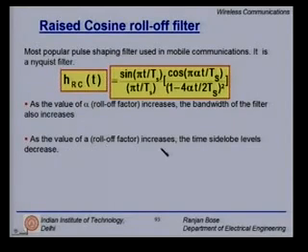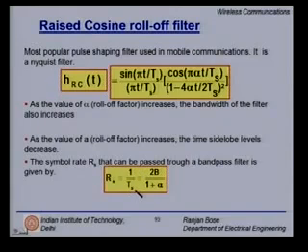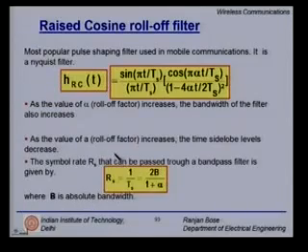As the value of the roll off factor increases, the time side lobe levels decrease. The symbol rate Rs that can be passed through a band pass filter is given by 1 over Ts approximately equal to 2B over 1 plus alpha. So, if you have to have a larger value of Rs, you must decrease alpha for the same bandwidth. So, it is a design parameter. You can choose values of alpha and achieve a certain symbol rate and hence a certain data rate without violating the Nyquist criterion. B here is the absolute bandwidth.